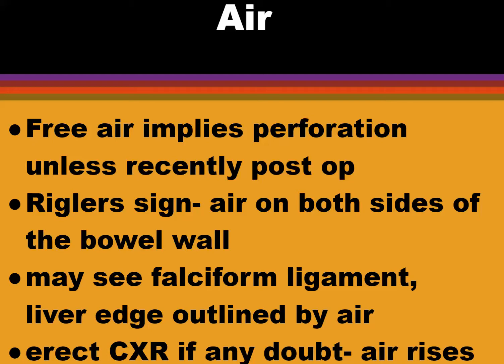Normally you only see the inner aspect of the bowel wall because the outer aspect just merges with the surrounding fat. You may see the outline of the falciform ligament outlined by air, but if there's any element of doubt, you can get an erect chest X-ray, but these days a CT, which one can get very quickly.